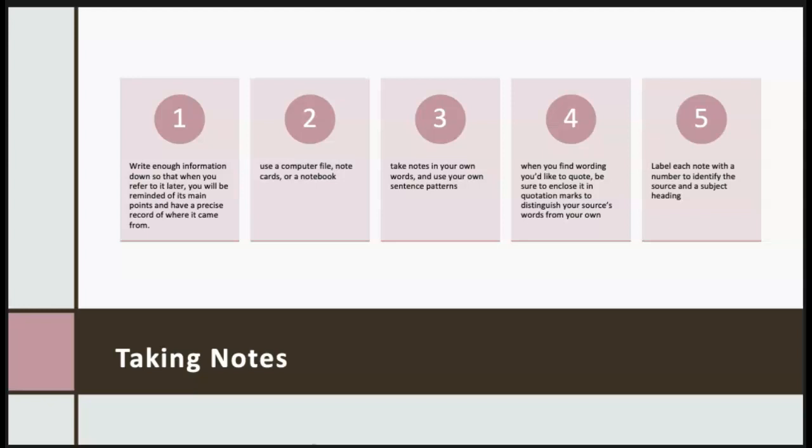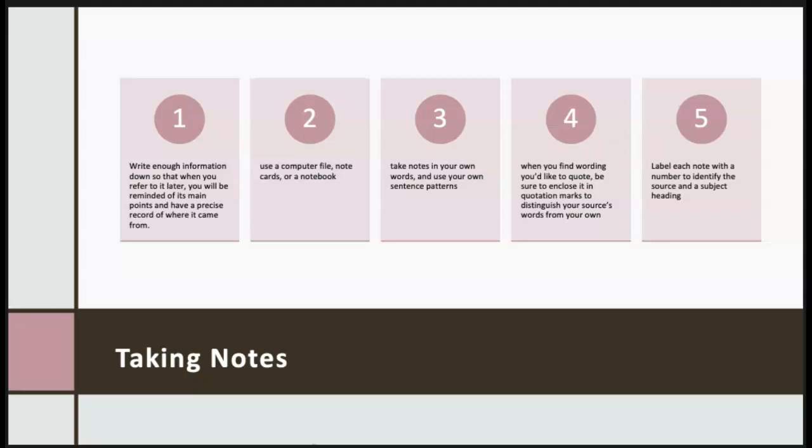So as you find your sources, make sure you label those sources. Make sure you maybe jot down some notes about what's contained in those sources. If you use a particular line from that source, write it down or copy paste that with quotation marks into a document and cite that source in your notes. Take notes in your own words and use your own sentence patterns. That'll also help you avoid plagiarism. And when you find wording that you would like to quote, be sure to enclose it in quotation marks to distinguish your source's words from your own.